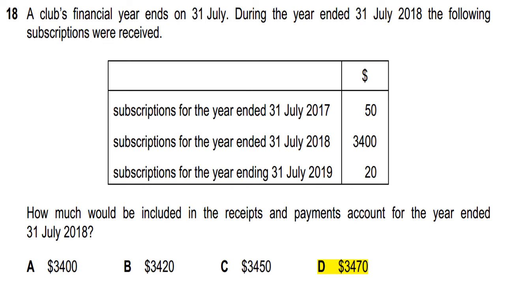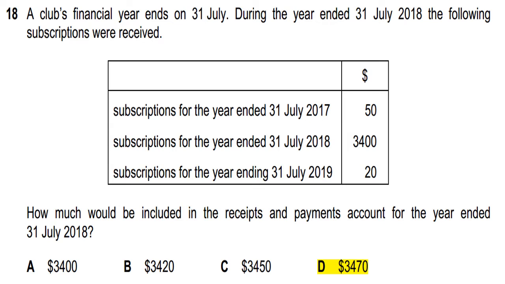And question 18: a club's financial year ends on 31st July. During the year ended 31st July 2018, the following subscriptions were received. Subscription for the year ended 31st July 2017, that is $50, and subscription for the year ended 31st July 2018, $3,400, and subscription for the year ending 31st July 2019.